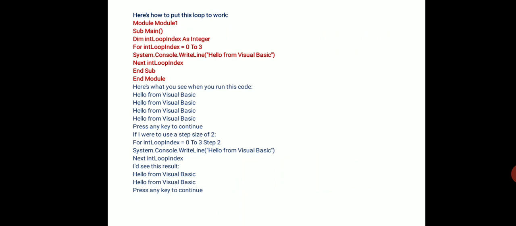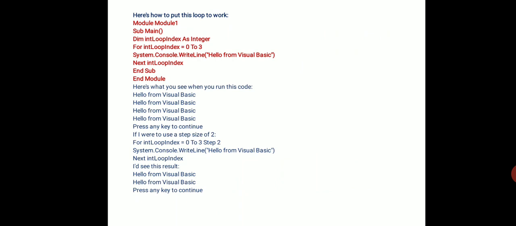So this next loop index will be incremented by 2. Here step 2 means it will be incremented by 2, but in the first program it was incremented by 1. If you don't specify the step, then by default it will increment the index by 1, and if you specify the step, the index is incremented by 2. So here 0 to 3, and it will print hello from Visual Basic 2 times.